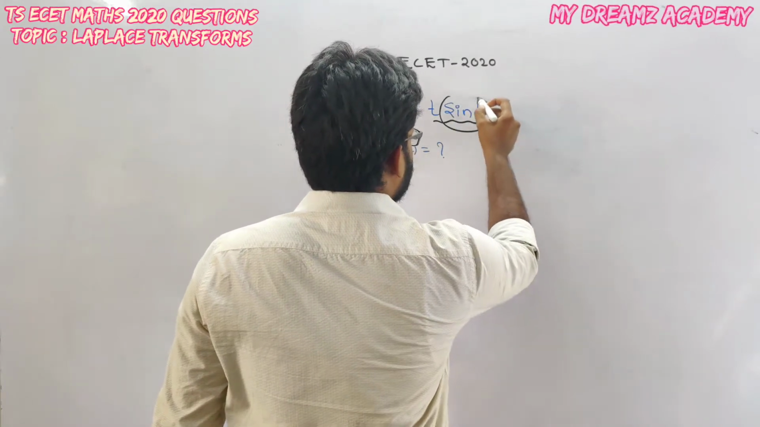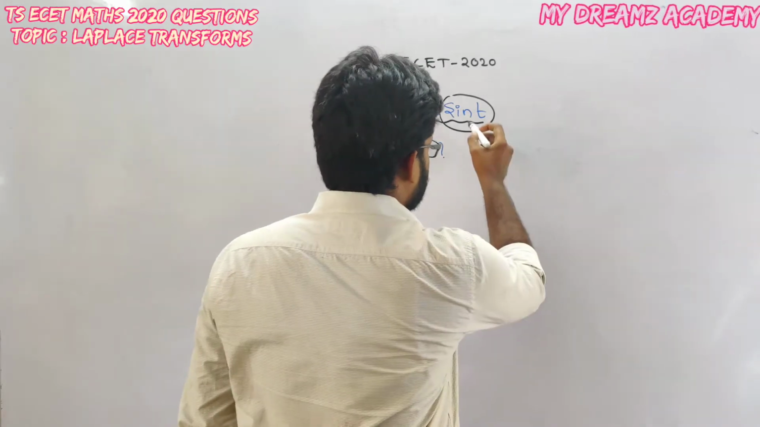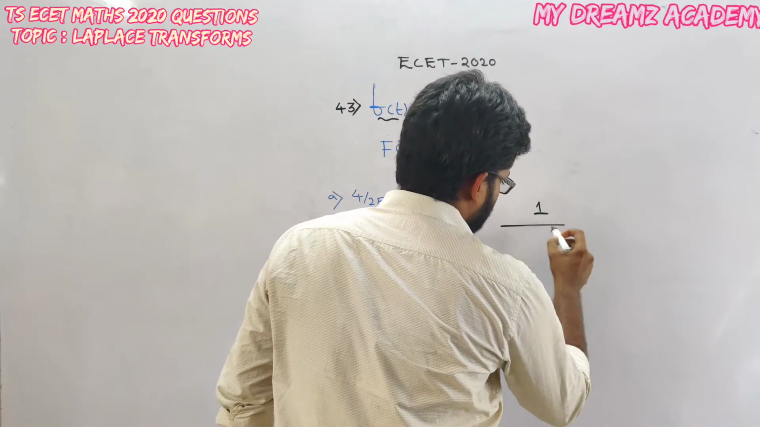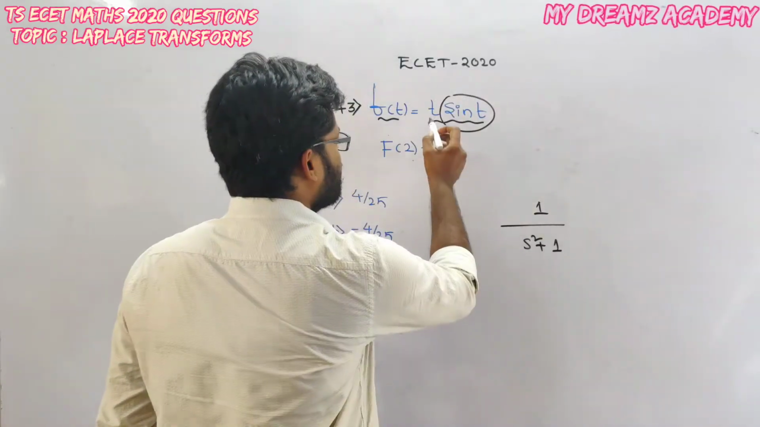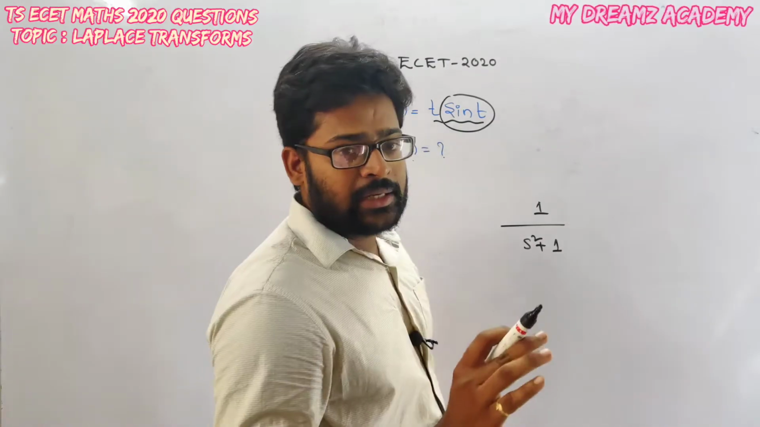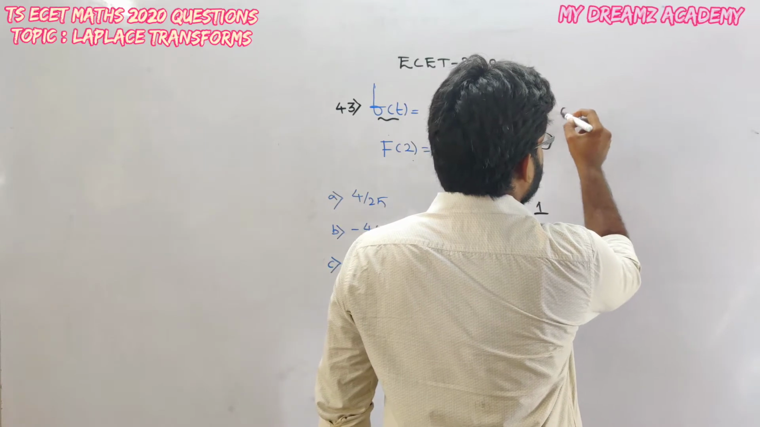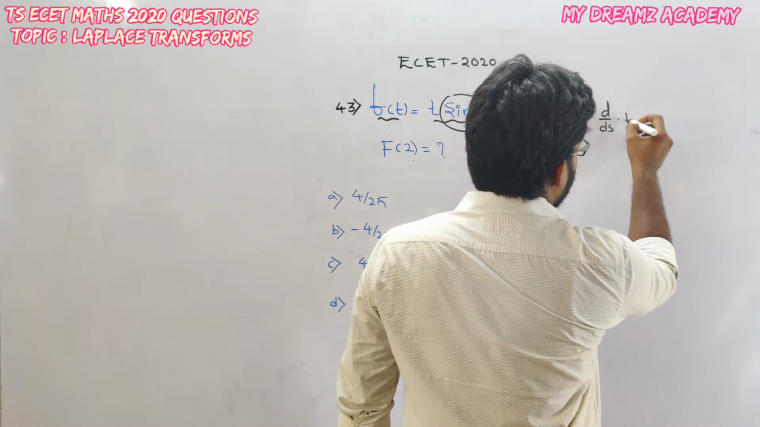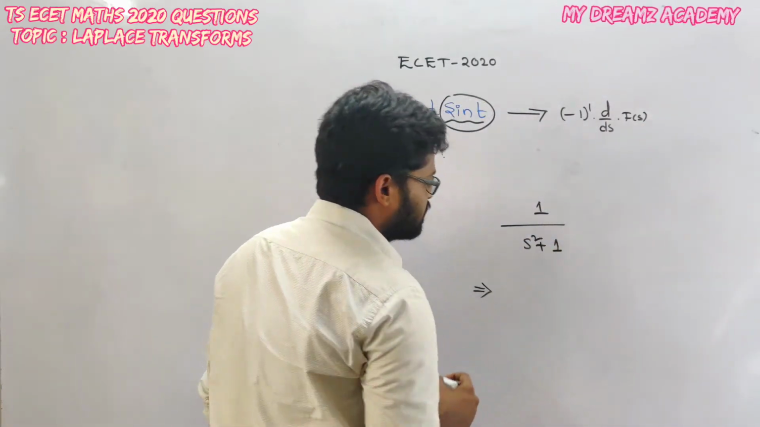Laplace transform of sin at is a by s square plus a square. Laplace transform of sin t is 1 by s square plus 1. If I multiply t with any function in the Laplace transform, that is minus 1 power 1 d by ds of f of s. So do the differentiation for this and multiply with minus 1.